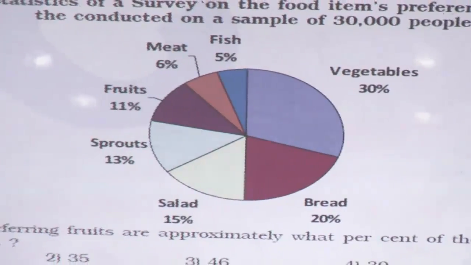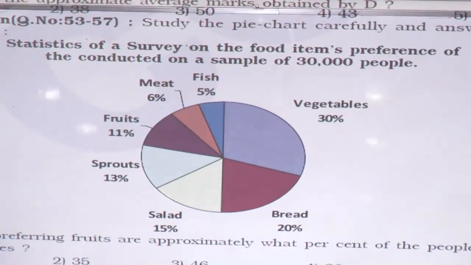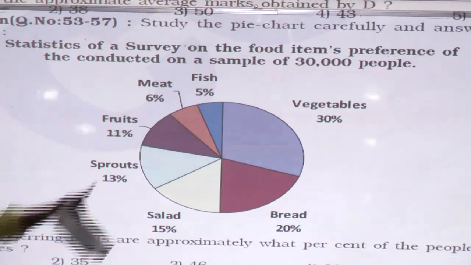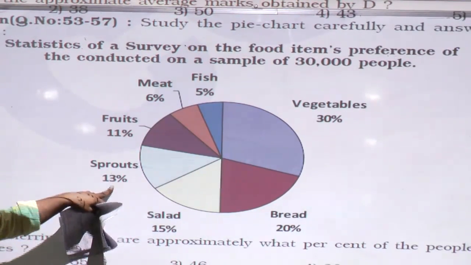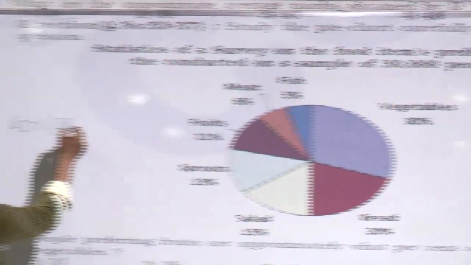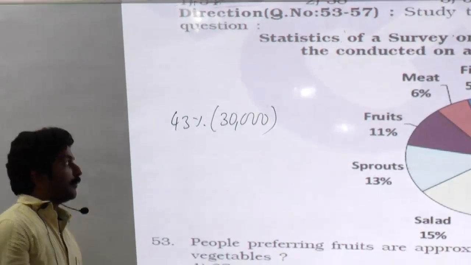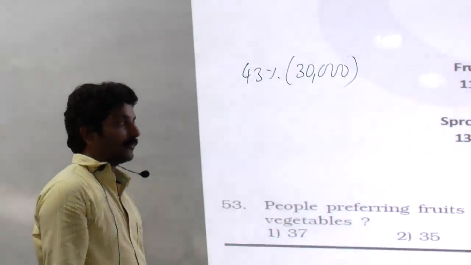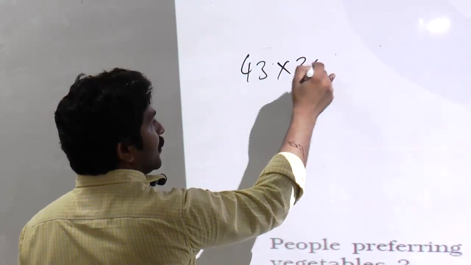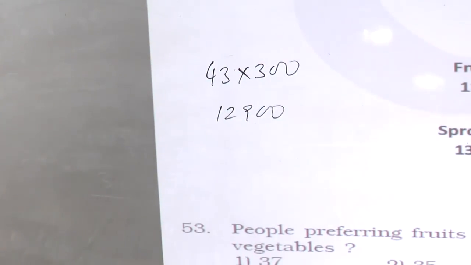What is the total number of people preferring vegetables and those preferring sprouts? Vegetables 30 and here it is 13. Total 43% of what? 30,000, right? What about 1%? 300. 43% will be 43 into 300. 43 3 times 129.